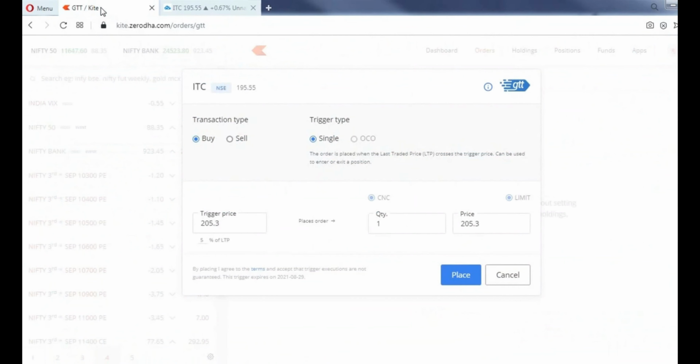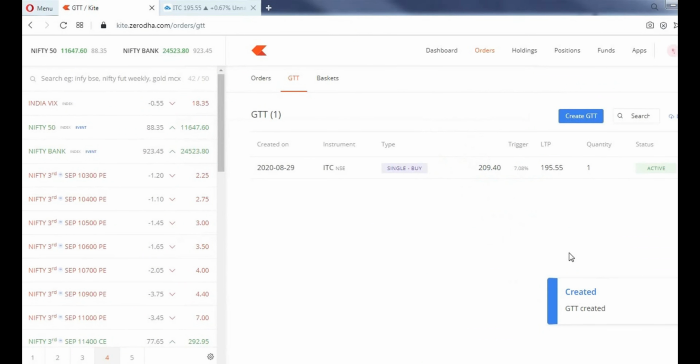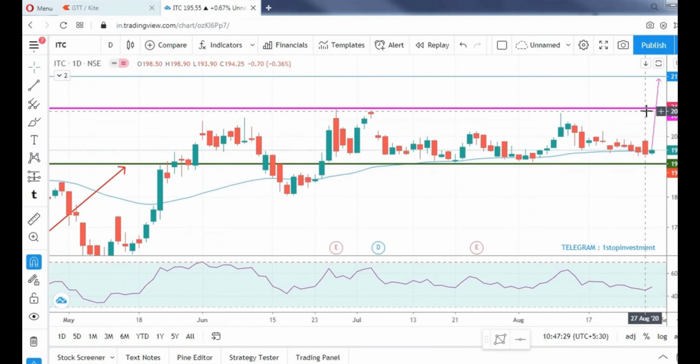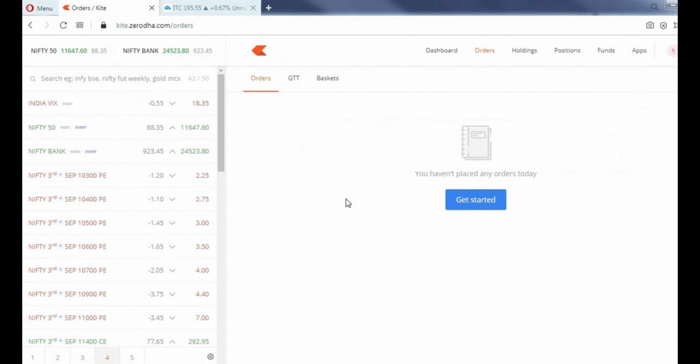So now in the GTT window, you need to enter the trigger price as 209.4, which is our resistance. Enter the quantity as per your position sizing and risk management. Enter the limit price, that is 210. Now click the place button and you will see an active GTT order. Now once the price crosses 209.4, GTT will place a limit order at 210 for the quantity you have given.